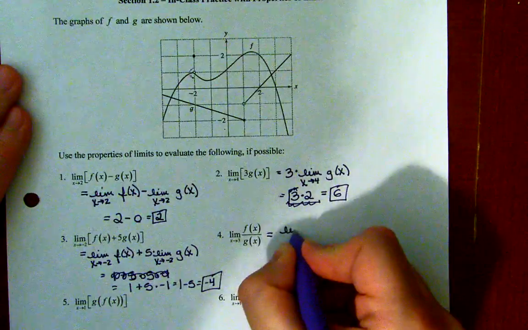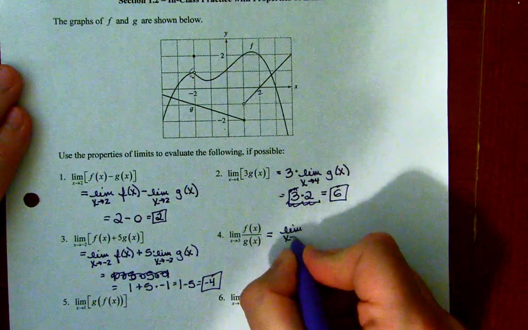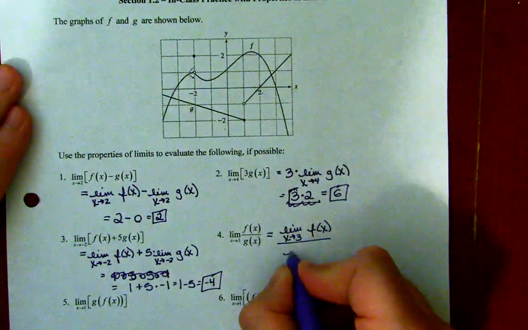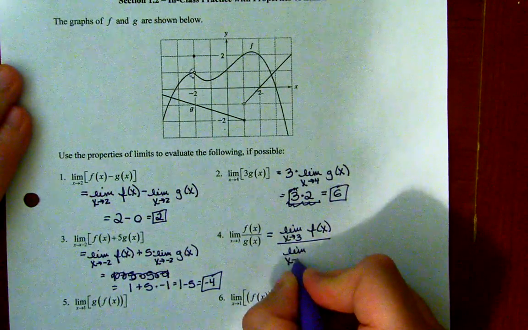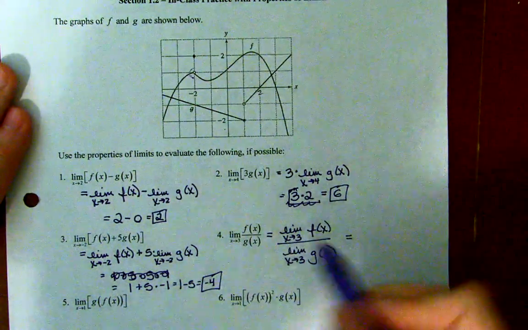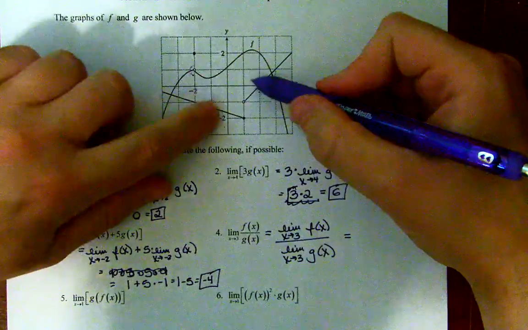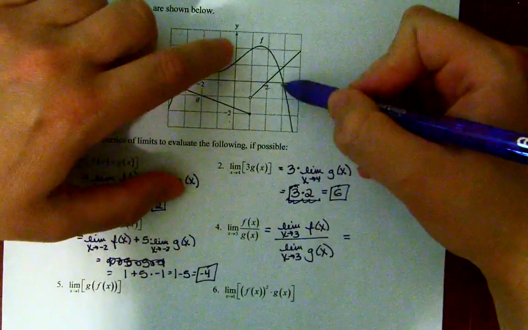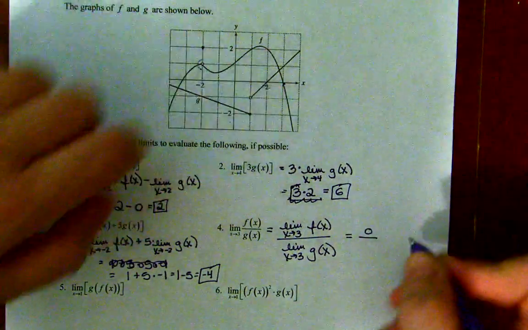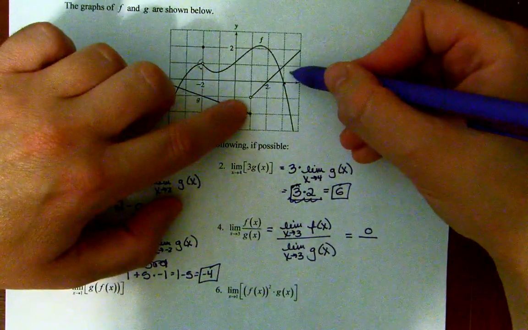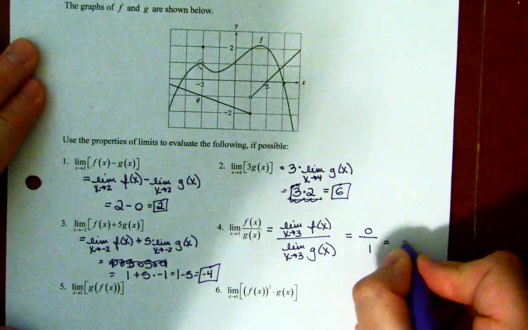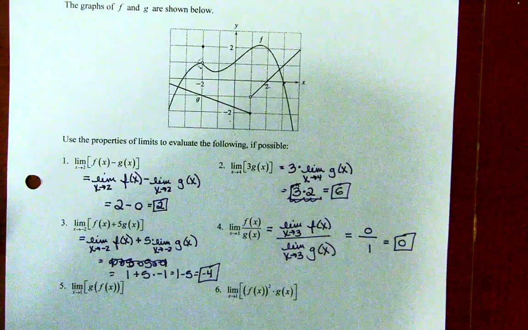By my quotient rule, I'm going to say the limit as x approaches 3 of f of x over the limit as x approaches 3 of g of x. Let's go find these. As I approach 3 on the f function, I'm getting 1, 2, 3. Okay, it looks like my y's are approaching 0. As I approach 3 on the g function, this one over here, looks like my y's are approaching 1. So 0 over 1, I'm going to get 0 out of that.